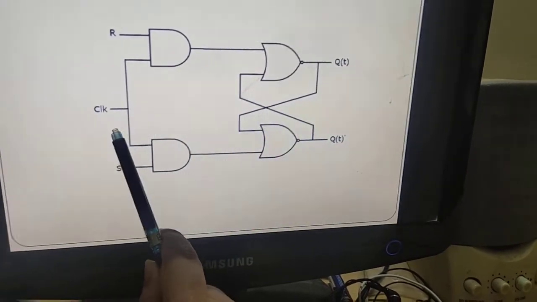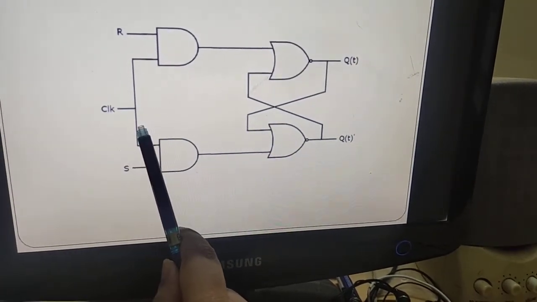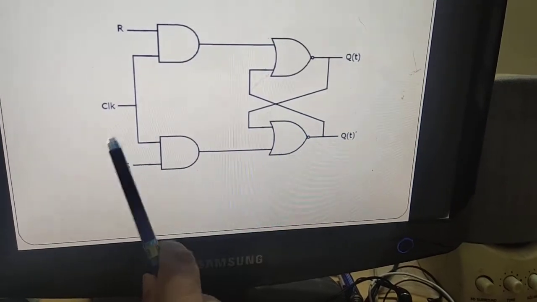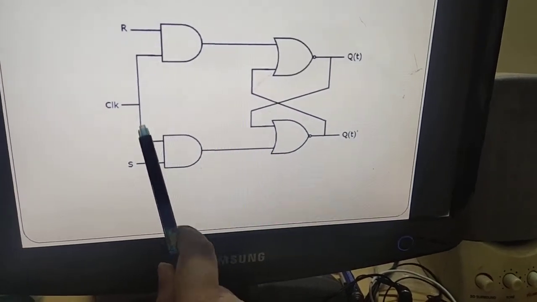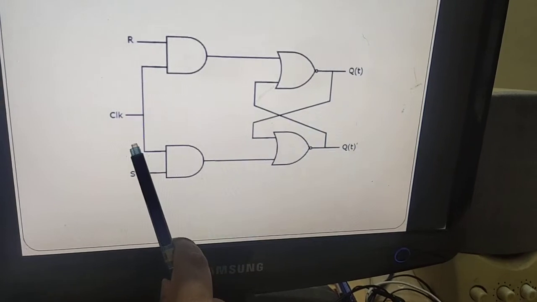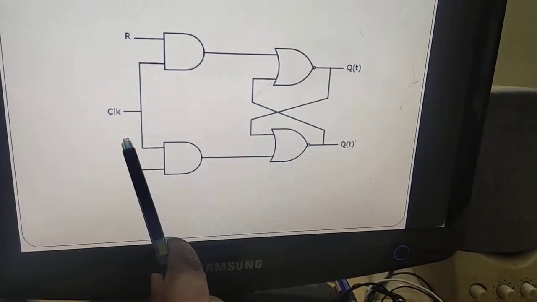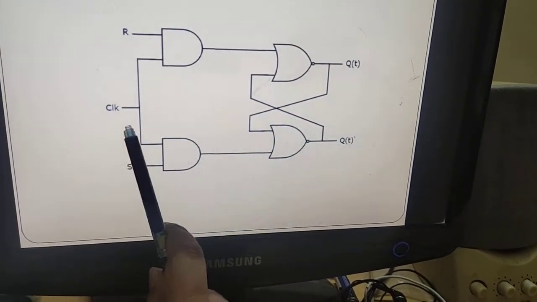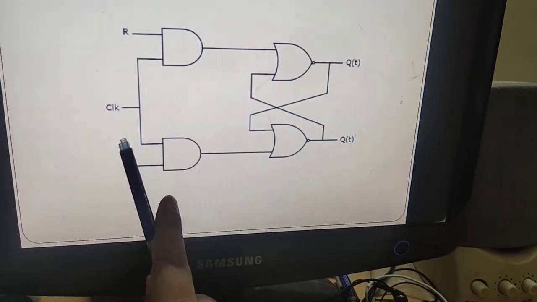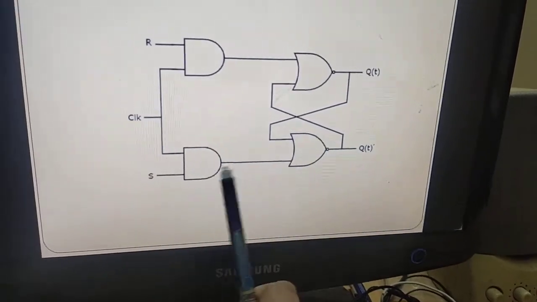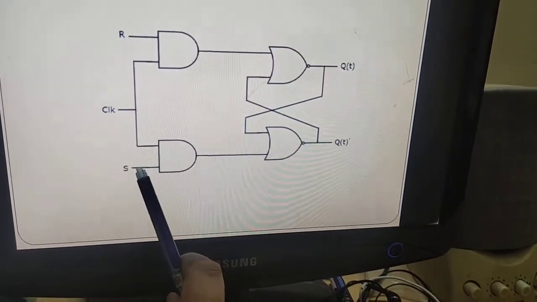This is your triggering. I have taken clock as positive triggering, so clock is equal to 1. Negative triggering means the clock will be 0. When clock is equal to 0, it will be active, and when clock is equal to 1, it will be inactive. But here I am taking positive clock triggering. Now I will see the next one.